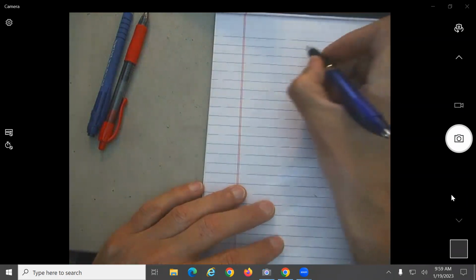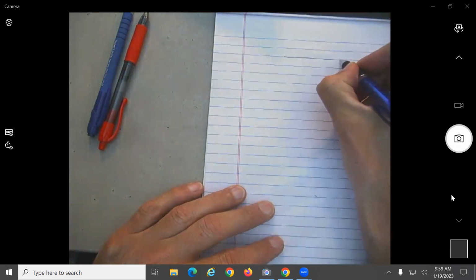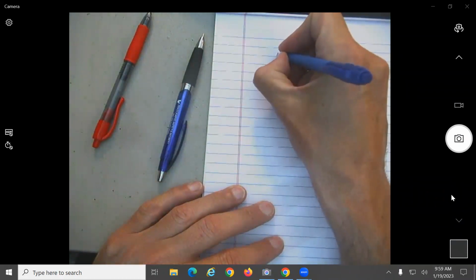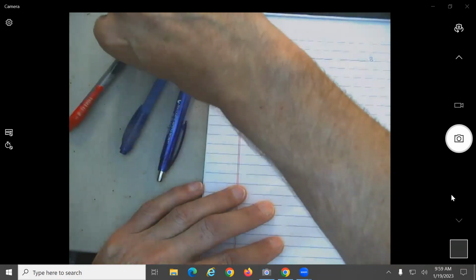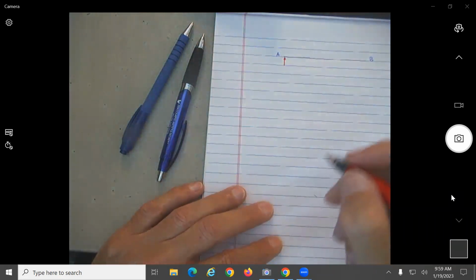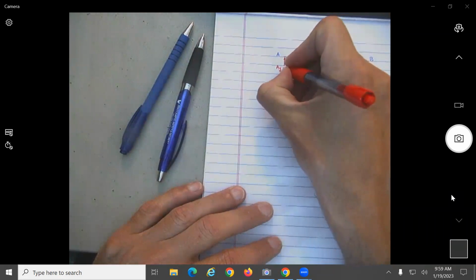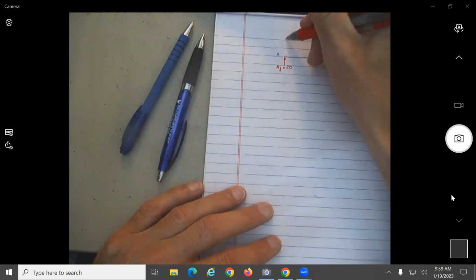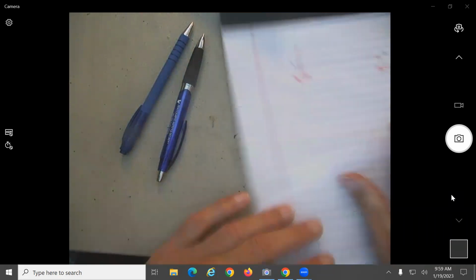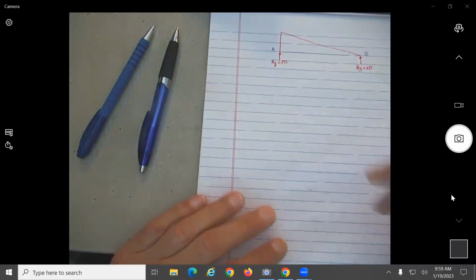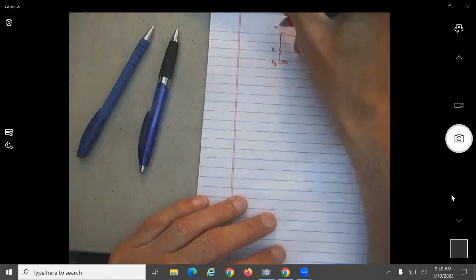So basically, I'm just going to redo the figure here. A, B. We know AX is 0. Let's see what we had here. We had AY equal to how much? 20. UY equal to 10. We know the loading starts from here. This is 5 over here.